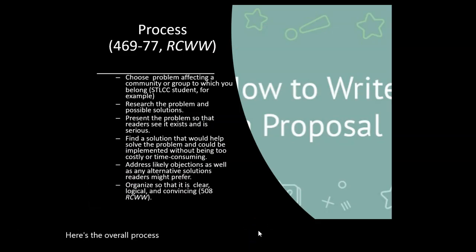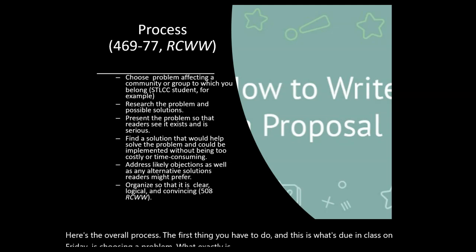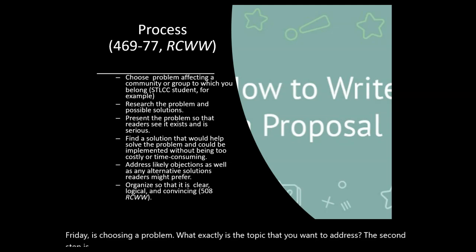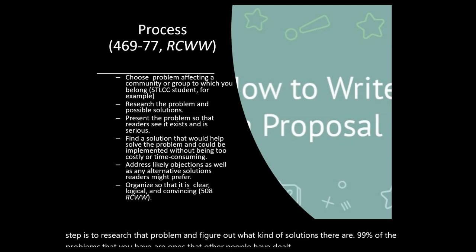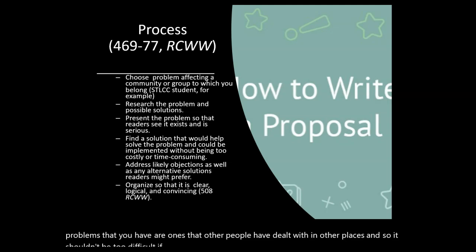Here's the overall process. The first thing you have to do, and this is what's due in class on Friday, is choosing a problem. What exactly is the topic that you want to address? The second step is to research that problem and figure out what kind of solutions there are. 99% of the problems that you have are ones that other people have dealt with in other places. And so it shouldn't be too difficult if you do a little bit of Googling around to find sources that will help you with that research.